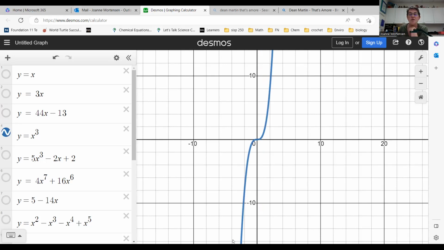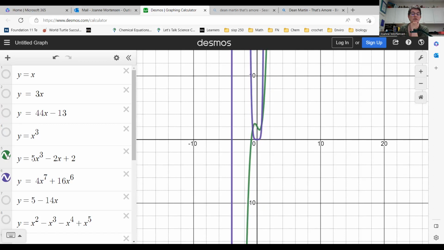Now, when we add x cubed, look. Remember I said weird stuff happens in the middle? We've got a bit of a curve. I don't know, whatever you want to call that in the middle. But I'm still, same thing, starting down here, ending up there. And I can do that one. So that's 5x cubed minus 2x plus 2.